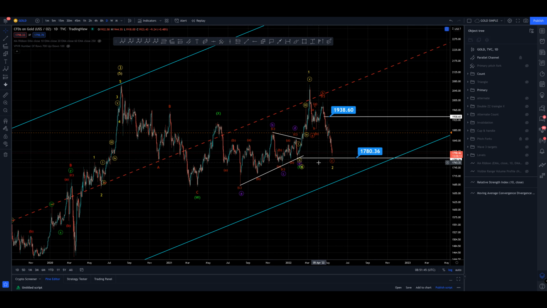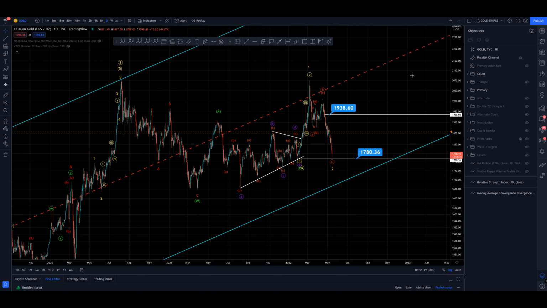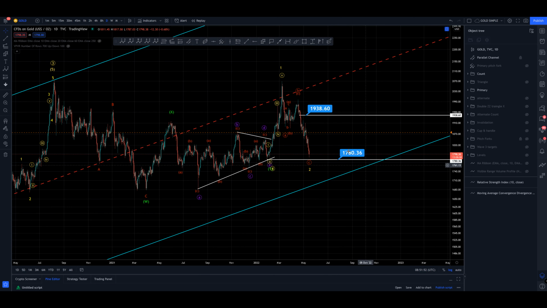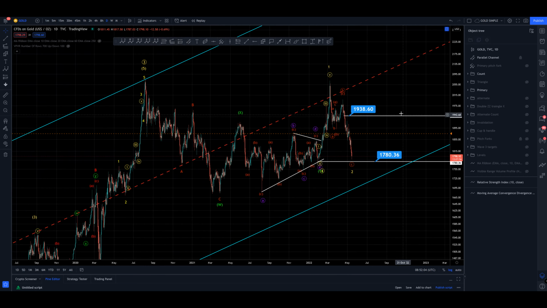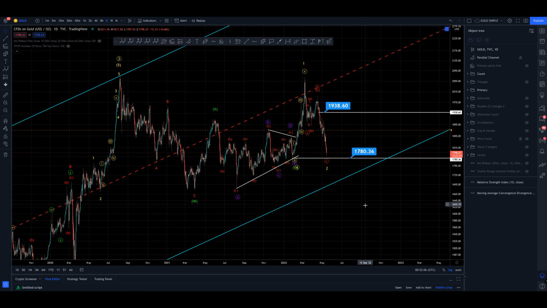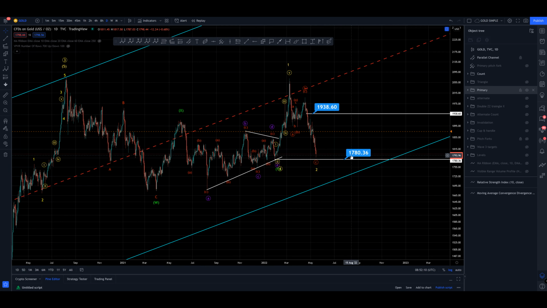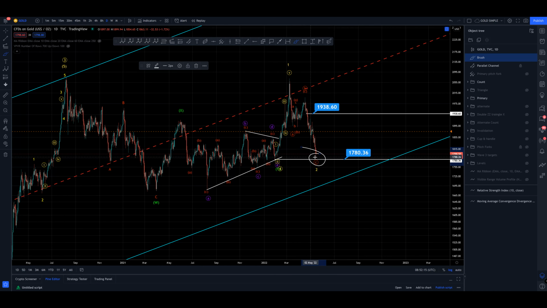We have a backup for this, which I never downgraded. I just said this was my preference for the primary, but we essentially got two primary counts which give us slightly different invalidation points, very close to one another though, so I didn't really feel like disregarding either of them, as the bearish alternate is significantly different in structure and form and where we expect it to finish. So let's just talk about the primary so far. 1780 spot 36 is the invalidation point, and we're within a gnat's whisker of it. If we go through, this count is invalid.